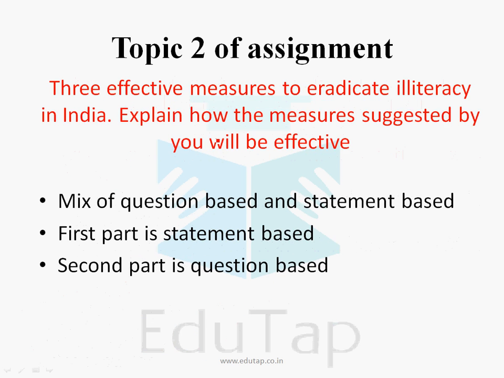Now let's see topic number 2. Topic number 2 was: 3 effective measures to eradicate illiteracy in India. Explain how the measures suggested by you will be effective. I am reading the topic again. 3 effective measures to eradicate illiteracy in India, and explain how these measures suggested by you will be effective.